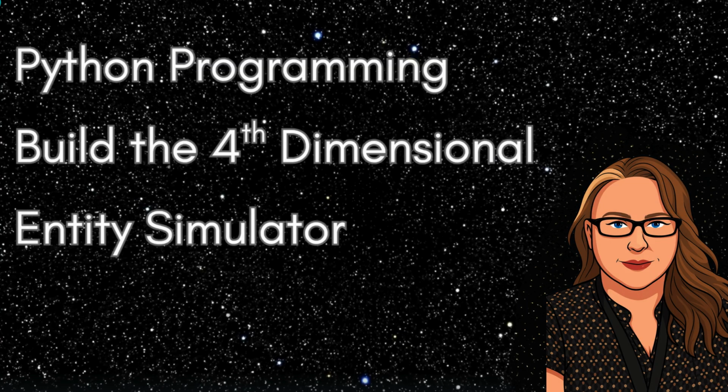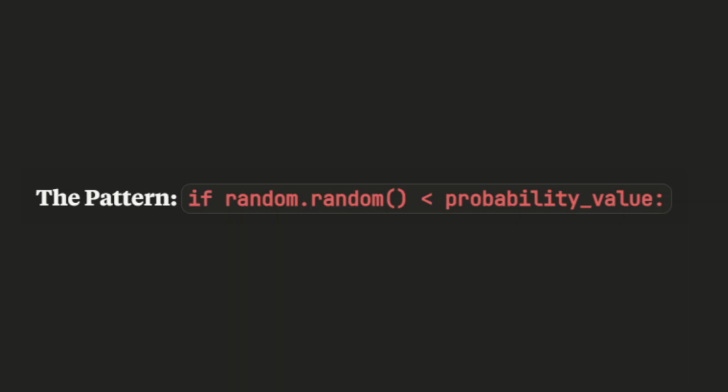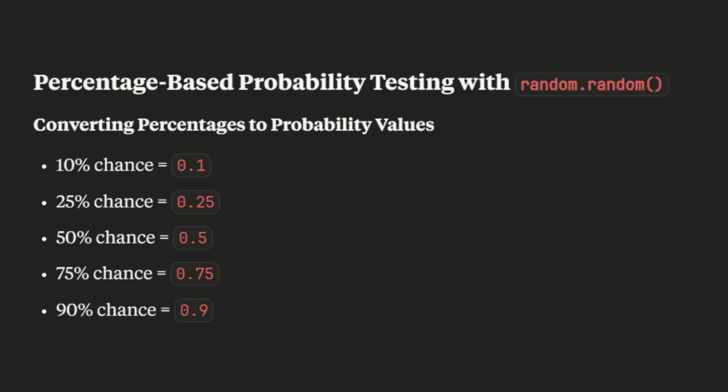Let's talk about this sophisticated technique for creating realistic unpredictability with probability-based decisions. If random.random() is less than 0.1: So the key learning moment in this lesson is this condition, random.random() in your if statement. We're demonstrating how to use random.random() in conditional statements to create percentage-based probability testing for realistic behavior simulation.